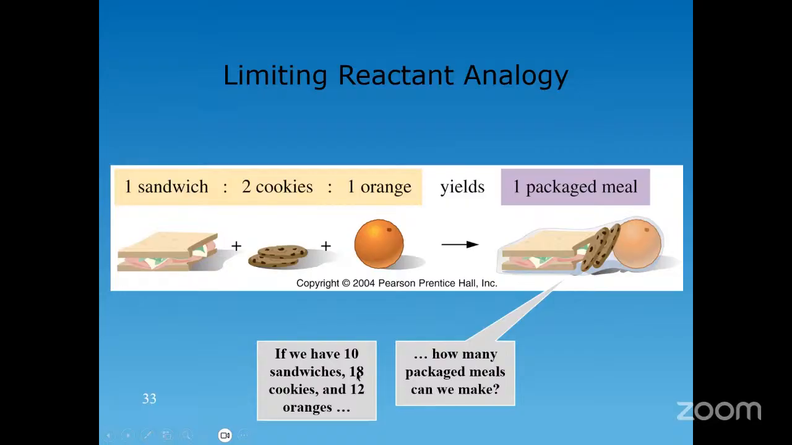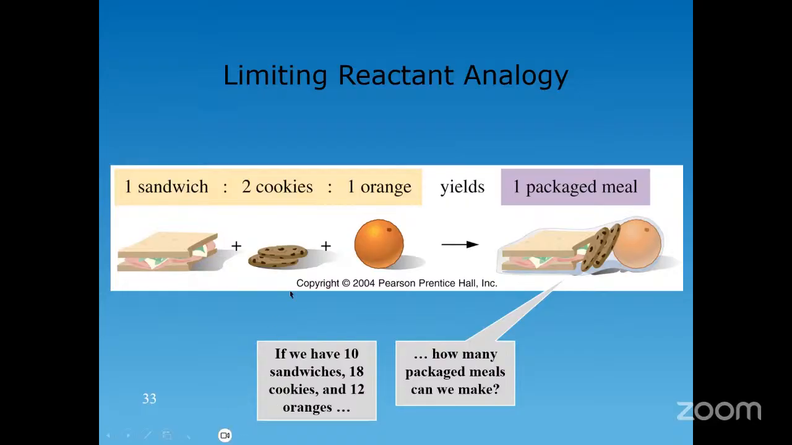Now, if you look at things from the standpoint of the cookies, remember, there's a 2-to-1 ratio here, 2-to-1 ratio here. So as far as the 18 cookies are concerned, based on this relationship, 18 cookies would require 9 sandwiches. We have 10 sandwiches. So we have more than enough sandwiches to use up all the cookies, which means that there will be 1 sandwich left over.